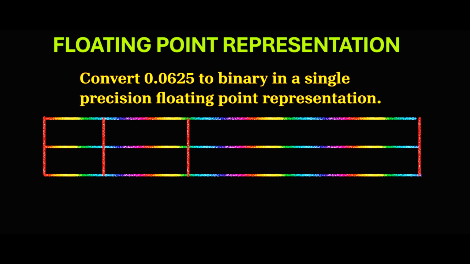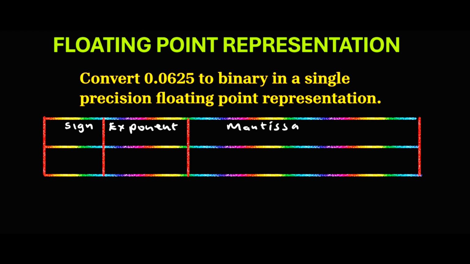In this video, we're going to learn how to convert a fraction decimal number to binary in a single precision floating point representation. For us to be able to do this, we are going to have to fill the following table. In this table, there are three columns. The first column is what we call the sign. The second column is the exponent. Then the third column is where we have the mantissa.